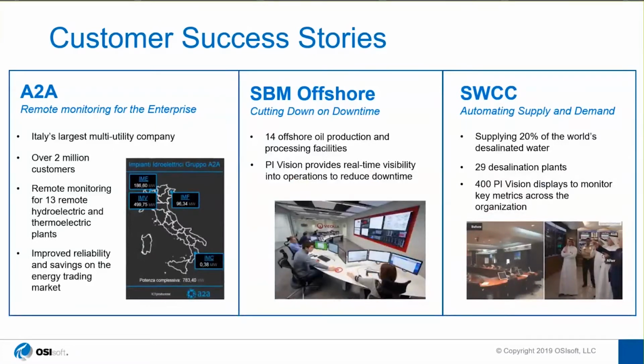A few customer success stories, and we see A2A. They are Italy's largest multi-utility company, delivering heat, light, and water to over 2 million customers. After adopting the Pi system and Pi Vision, they have over 200 Pi Vision displays which are optimized for mobile devices. So now they're able to really monitor their enterprise in real time wherever they're at. They're taking advantage of the mobile capabilities, improving their reliability and savings on the energy trading market.